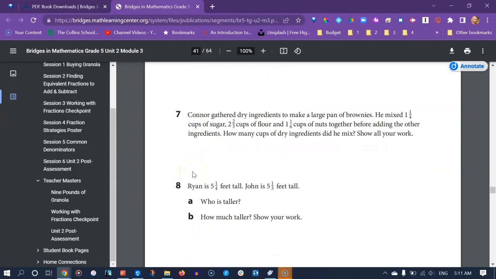Connor gathered some dry ingredients. This is a long one. I'm adding these up. There's 2 points, so I need to show work and I need to get the right answer. So let's see, we have 1 1/4 cups of sugar, plus 2 2/3 cups flour, and then 1 1/6 cups flour.